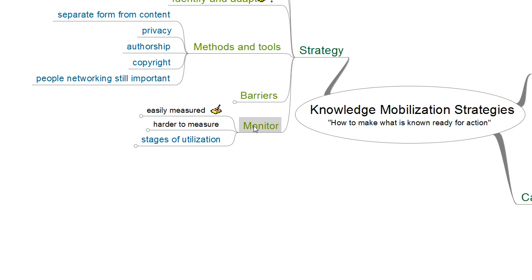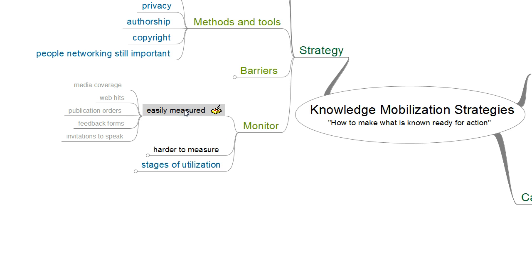I mean, there's a few things that are easily measured. Things like media coverage or feedback forms or invitations for people to speak. You can get a good sense of the amount of uptake there is on a tool set and even on the strategy as a whole.